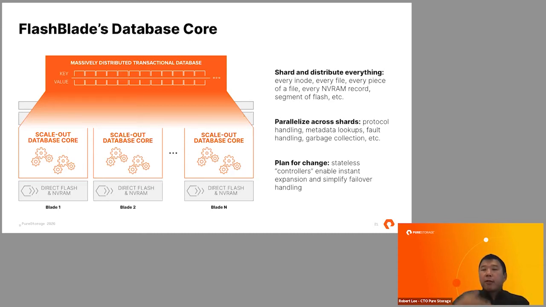And by simplifying the representation of our metadata, that gives us A, an ability to parallelize it, and B, a way to just simplify the background management to where it won't interfere at all with foreground performance.